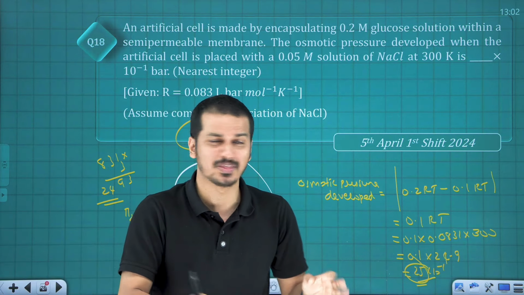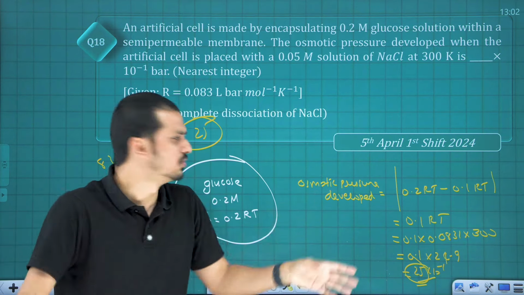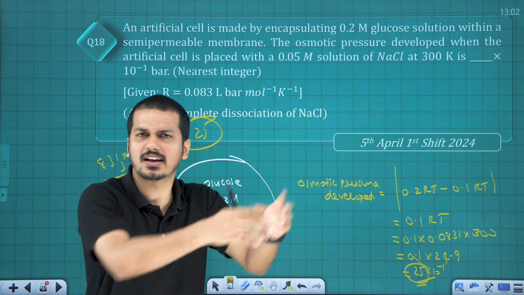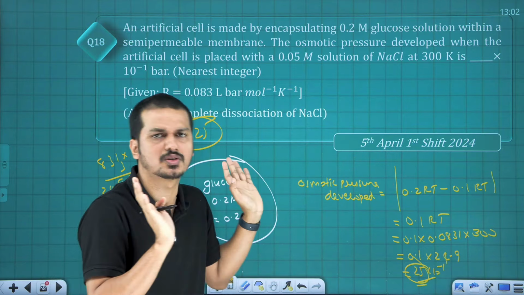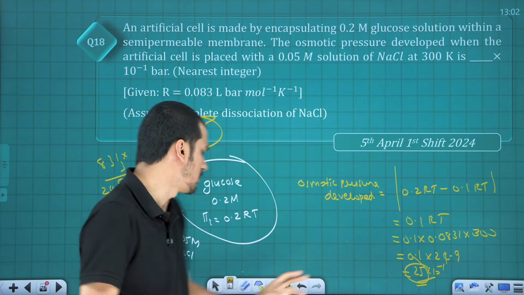Clear, dears? Okay. So you see, nothing new. This also is from 2024, nothing new. Direct formula substitution, only we have to calculate. That's it. We have to patiently solve and calculate. Clear? We can go to the next question.